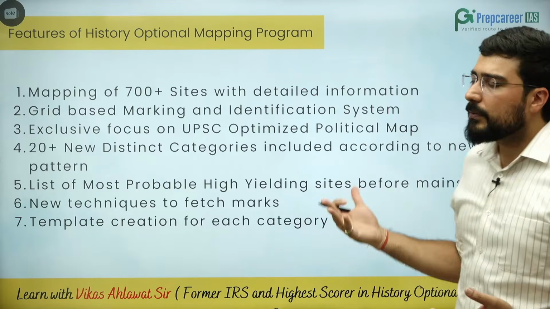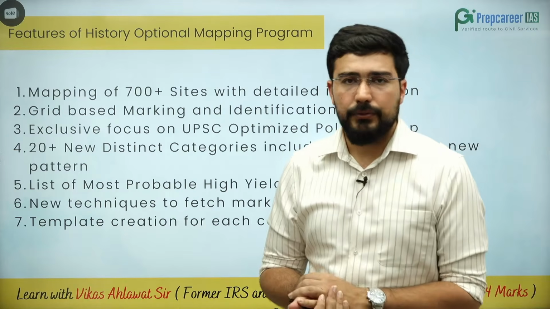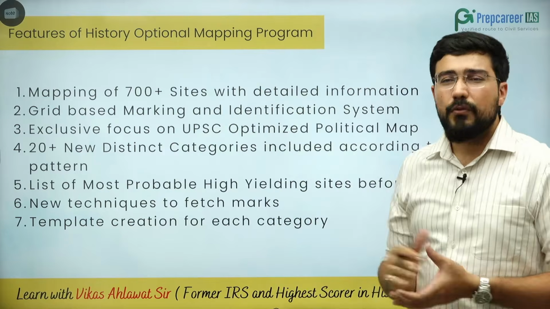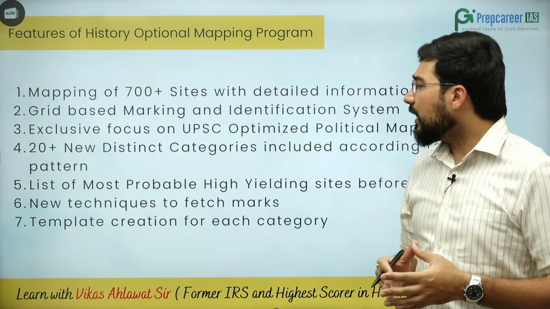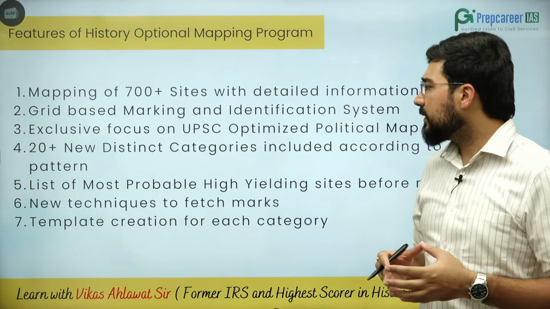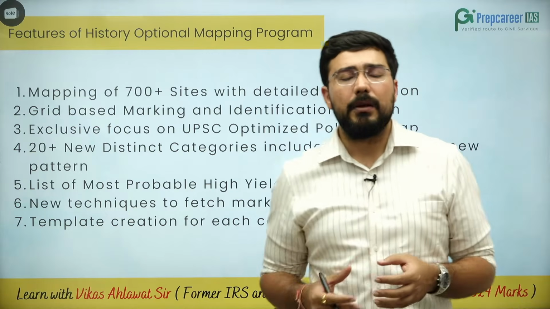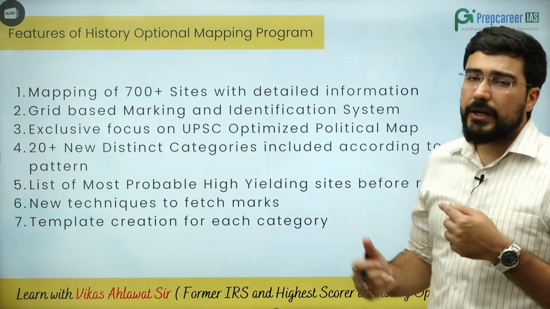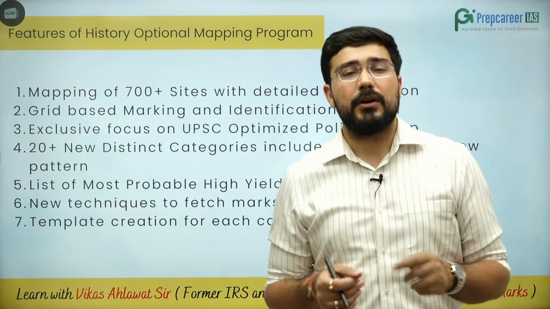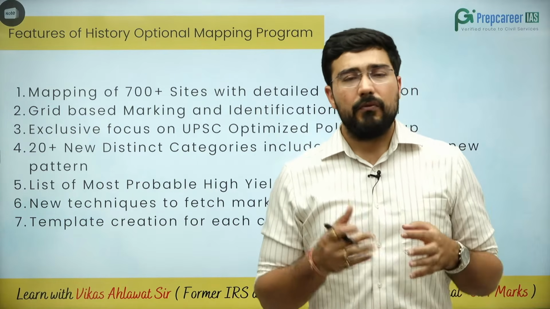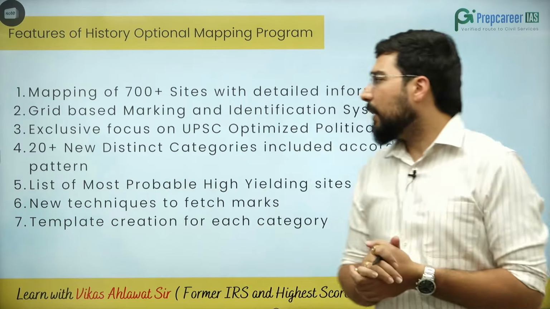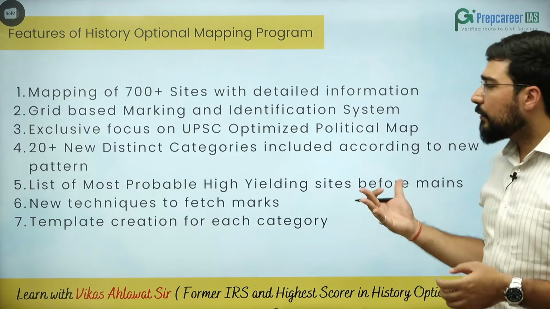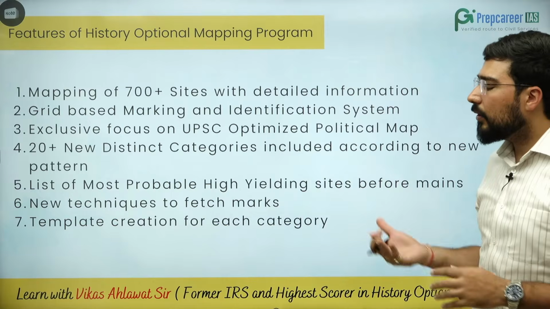This mapping program which is going to start very soon will have coverage of more than 700 plus sites. I'll teach you grid making. The identification system will be specific. We'll optimize it with a singular focus on the political map. New category maps are going to come, like terracotta sites, coin hoards, etc., which were not part of the previous batches. A list of the most probable high-yielding sites will be given to all of you before May.